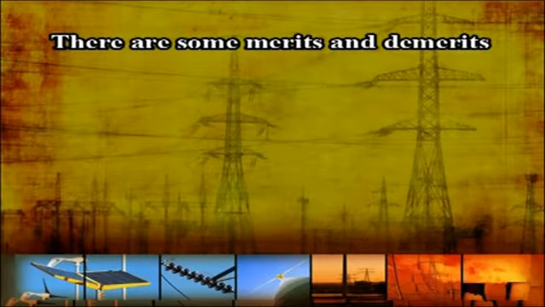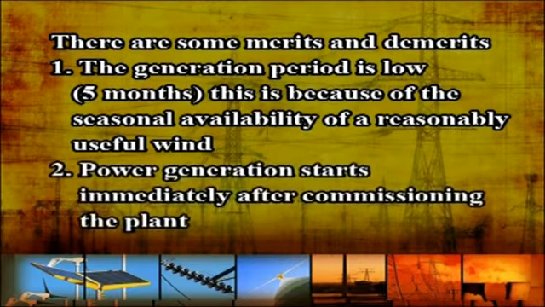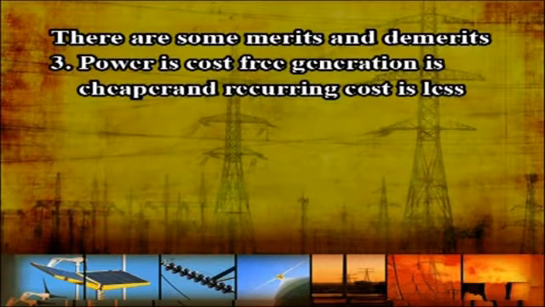There are some merits and demerits. First one, the generation period is low, that is about 5 months. This is because of the seasonal availability of reasonably useful wind. Second one, power generation starts immediately after commissioning the plant. Third one, power is cost free, generation is cheaper and recurring cost is less.